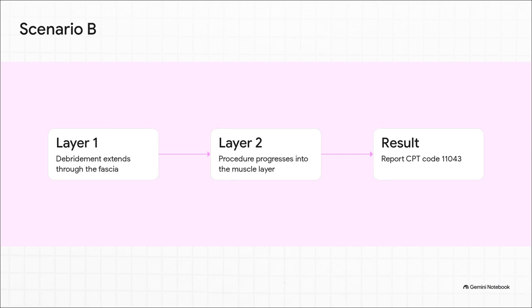Now, let's step it up to a more complex situation. What if the provider cuts through the fat, extends through the fascia, and progresses all the way into the muscle layer to remove devitalized tissue? Well, our golden rule dictates we code for the deepest layer actually removed. Because they excised muscle tissue, that bumps our primary code up to the second tier. So here we would report CPT code 11043.